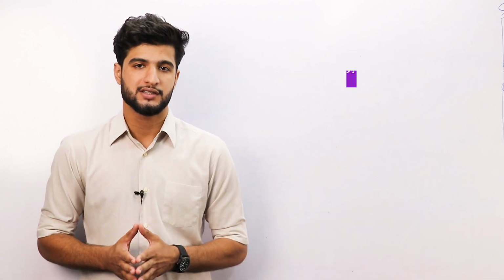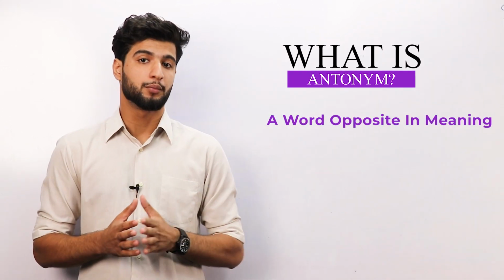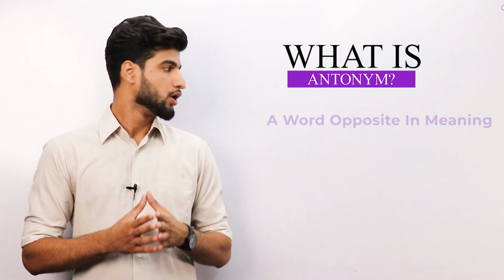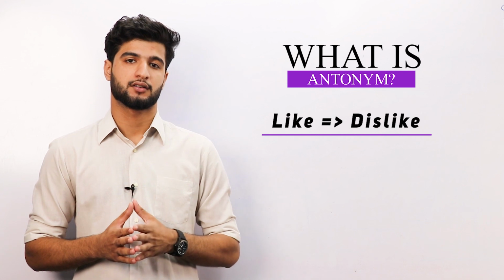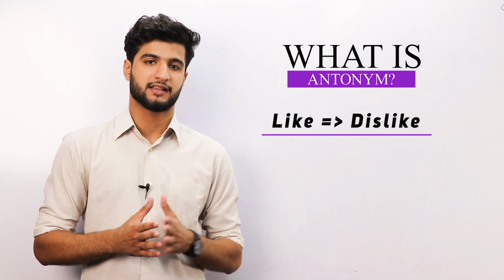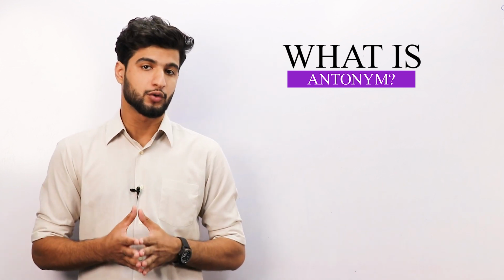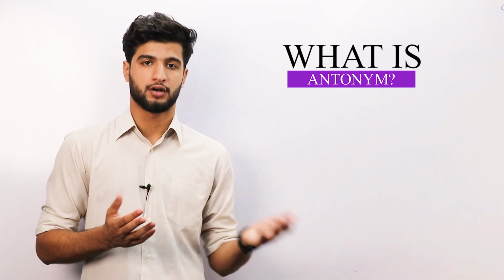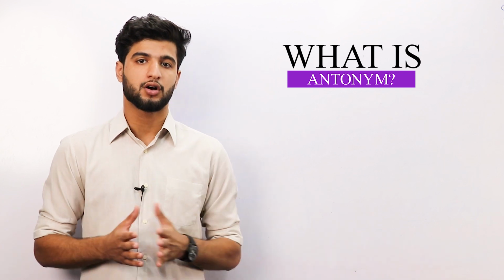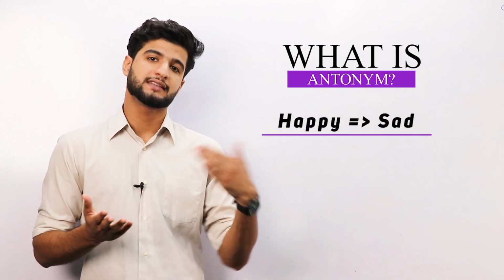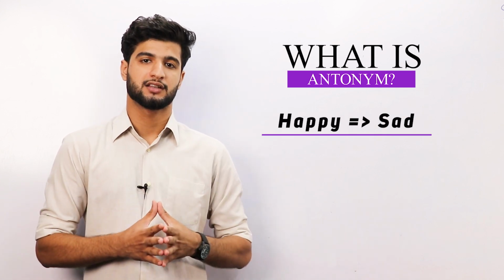Well, moving ahead towards antonyms. Antonyms are mostly in verbs, adjectives, and nouns. For instance, we have the word like and dislike, to like something or to dislike something, right? Now, these are a pair of words which share the opposite meaning, or like and abhor. Like and abhor, these are the antonyms. Moving ahead towards adjectives, we have happy and sad. Happy and sad, these are a pair of words which share the opposite meaning.